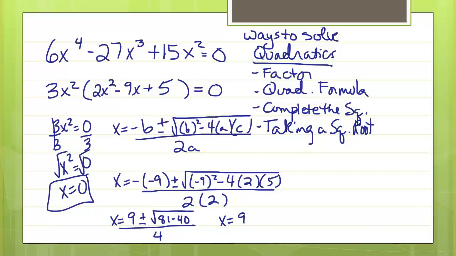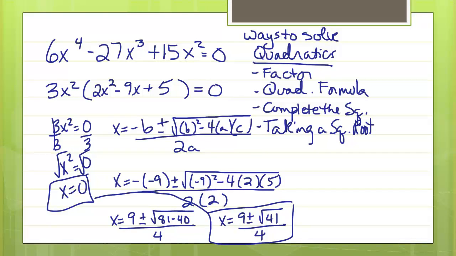x equals 9 plus or minus the square root of 41, over 4. 41's prime, nothing's going to come out, and we can't do anything with that 4. So those are my other two answers. So those are my 3 solutions. And I could get a decimal for these.